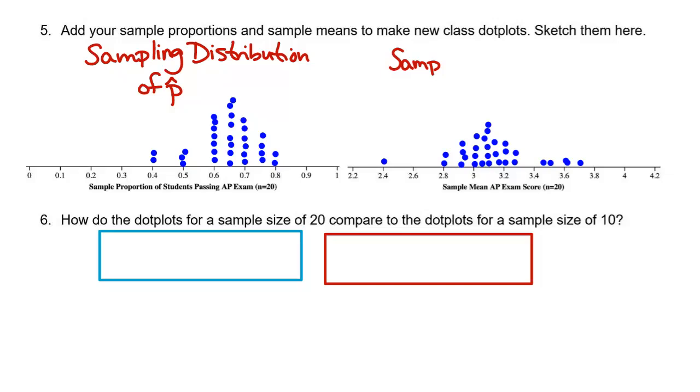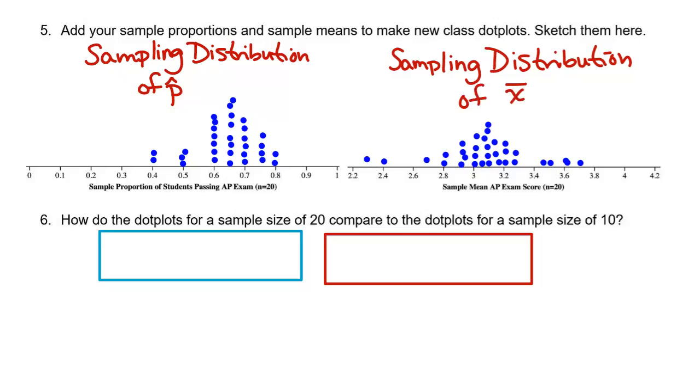All right. Push it up. This is the sampling distribution of X bar.